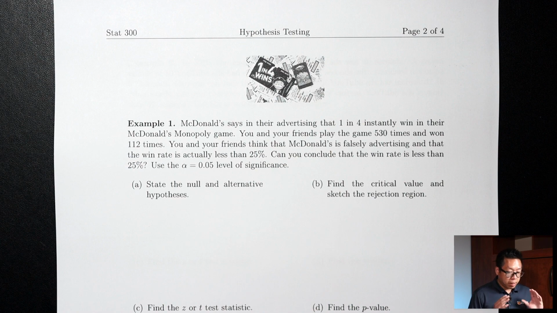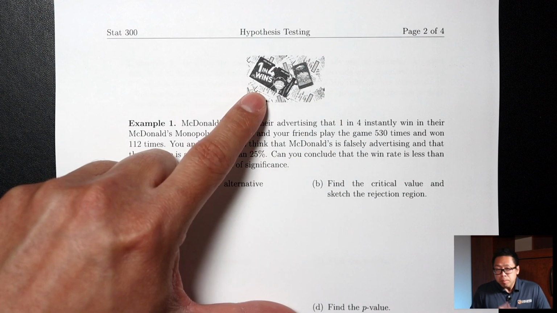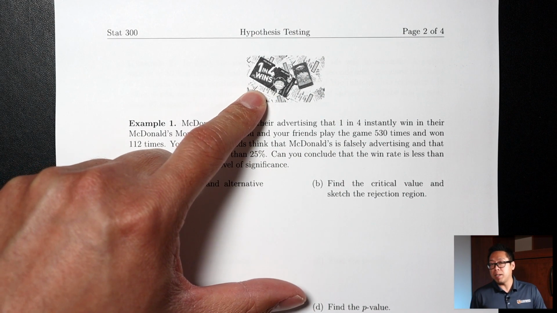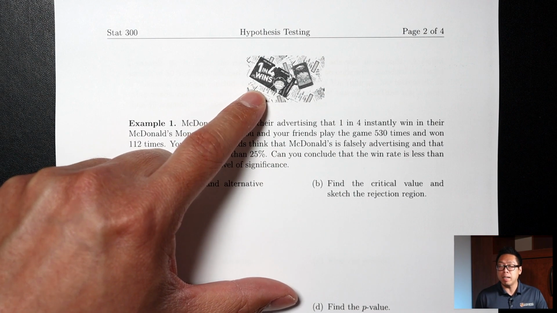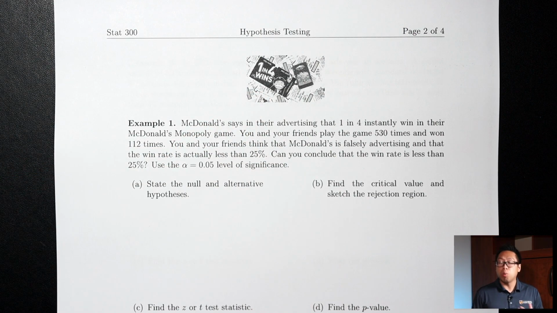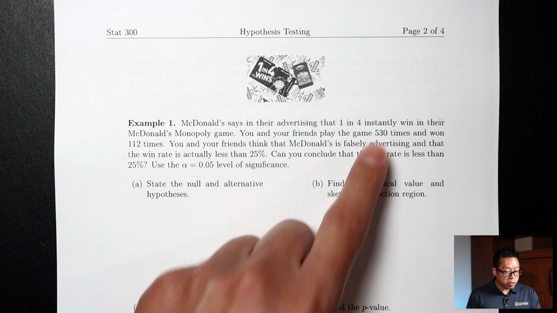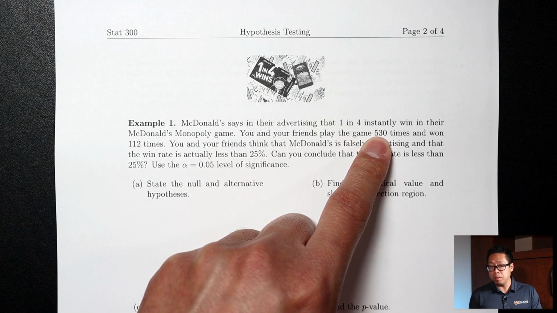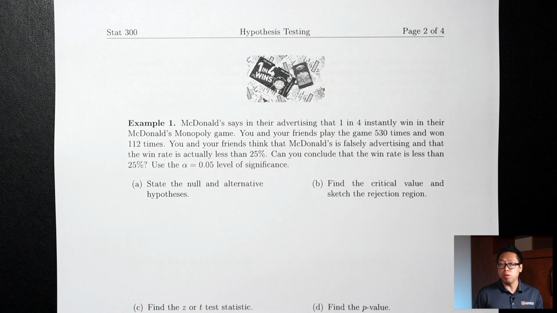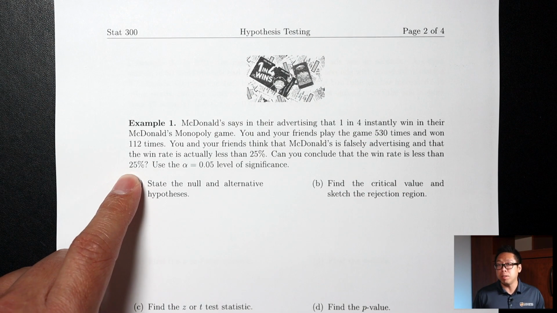So McDonald's has this Monopoly game, and this game has millions and millions of game pieces. And what McDonald's is saying is that if you look at all those pieces, 25% of them are going to be winners. Now the question is, from our sample of just 530 game pieces, do we have enough evidence to conclude that McDonald's is lying? So do we have enough evidence to say that if we were to look at all those millions and millions of game pieces, that the win rate is actually less than 25%?